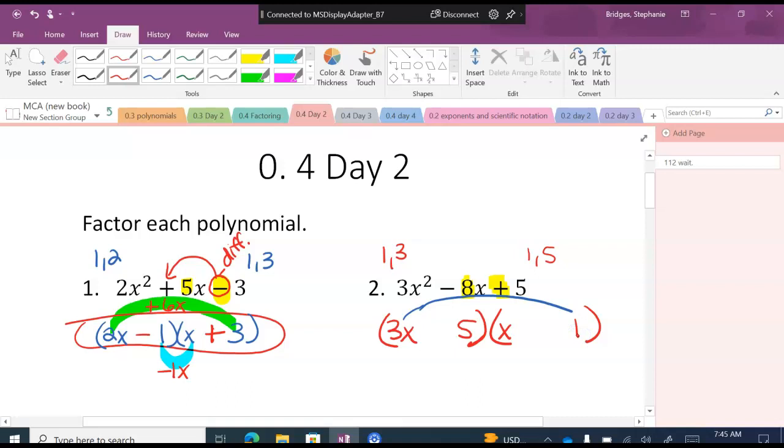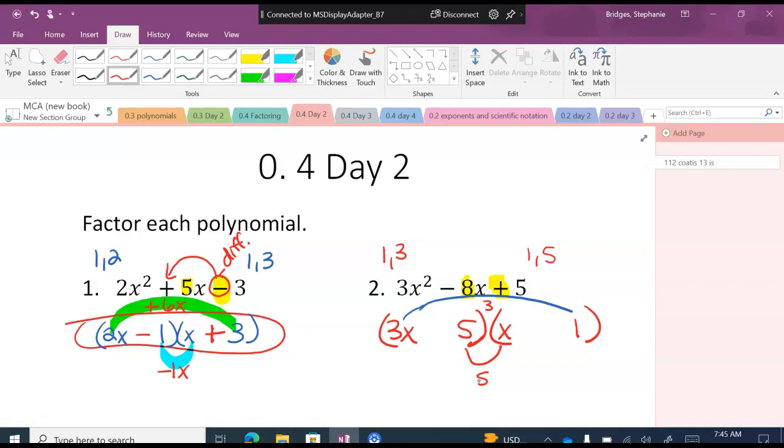Then I'm going to also try my products, the outside 2. 3 times 1 is how much? 3. And then 5 times 1x is 5. I'm not thinking about the variables, just the numbers. Do 3 and 5 add to give me 8? They do. Okay, so that tells me my placement is correct.